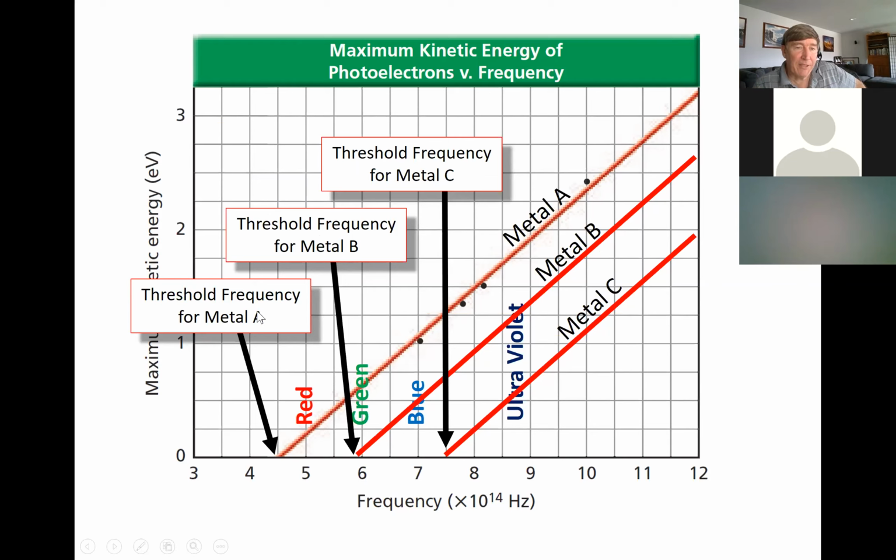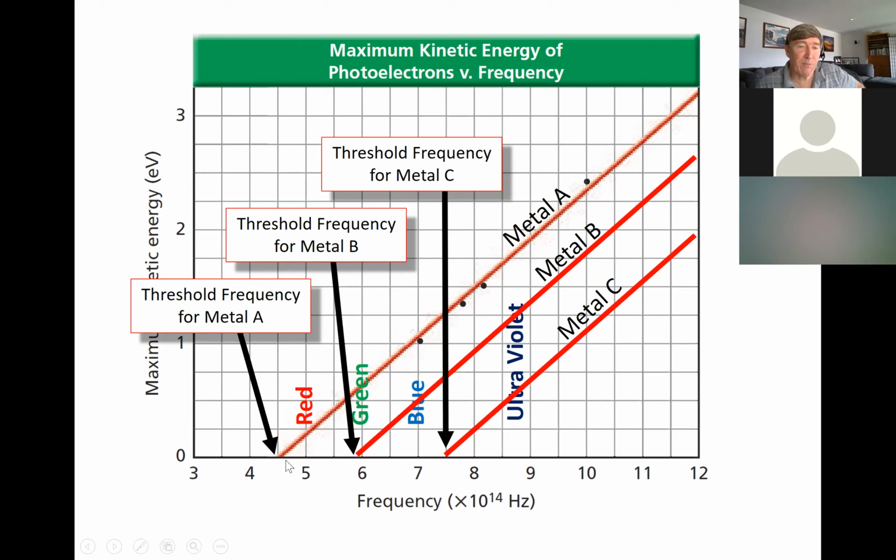So let's say that we've got metal A here. This frequency that you see right here is called the threshold frequency. If the frequency of the light is anything less than this amount, you don't get any electrons out. So if you start off at this frequency, you get nothing. Increase the frequency, still nothing. Only at this point do you start getting electrons out.